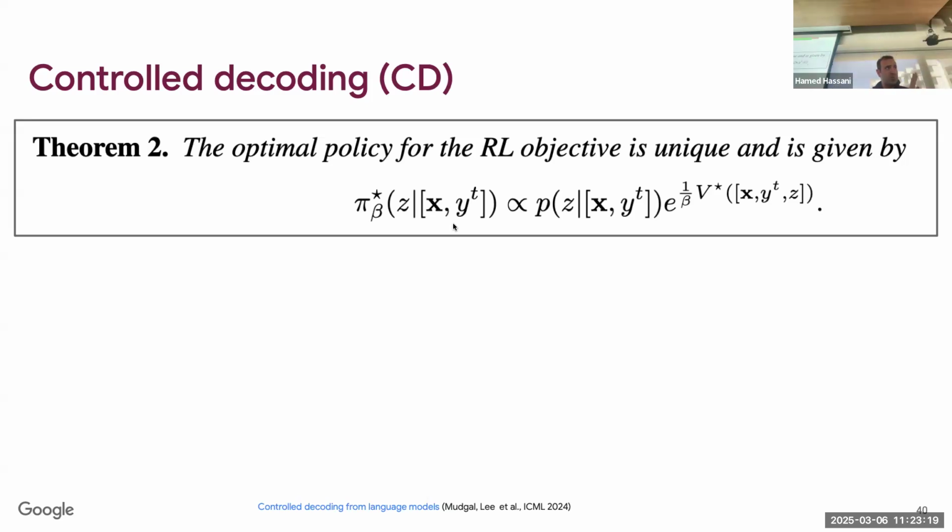Now we do not have the optimal value function. Why couldn't we do the same thing given the previous theorem that we had for the bandit case? We had a closed form solution, right? We had e to the 1 over beta r. Yeah, but here we don't have V star. There we did have r. Why couldn't we sample from that distribution?